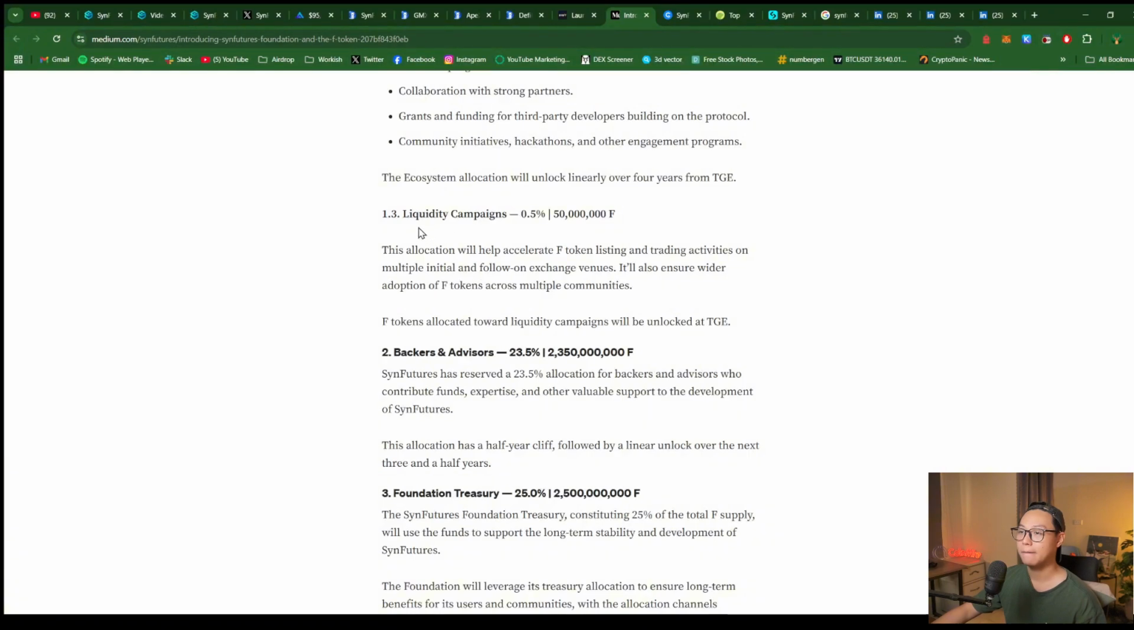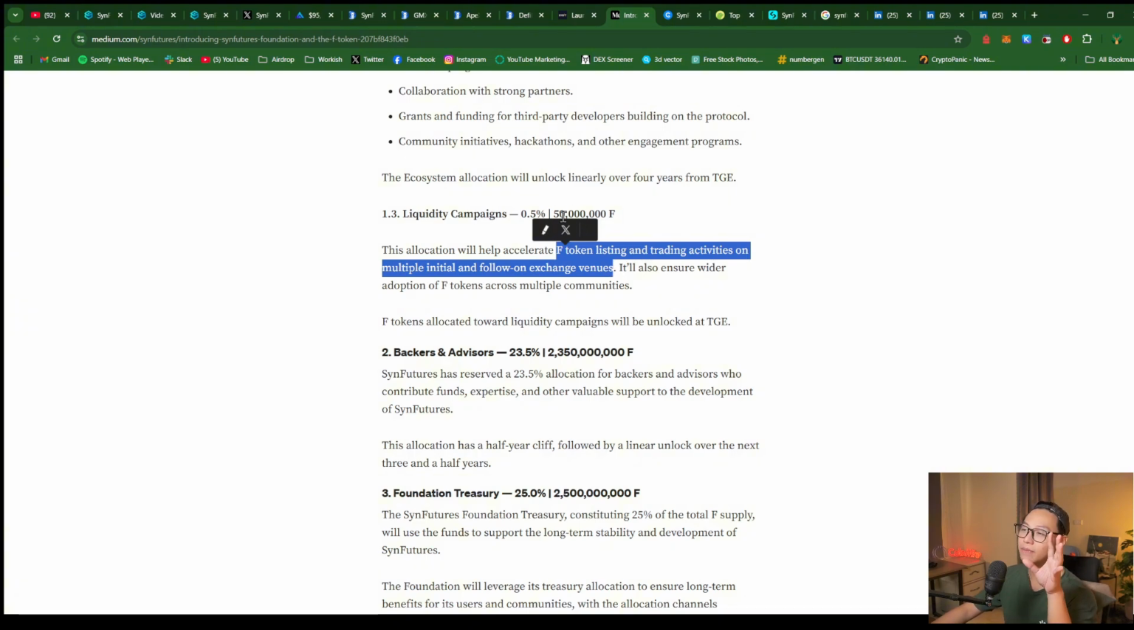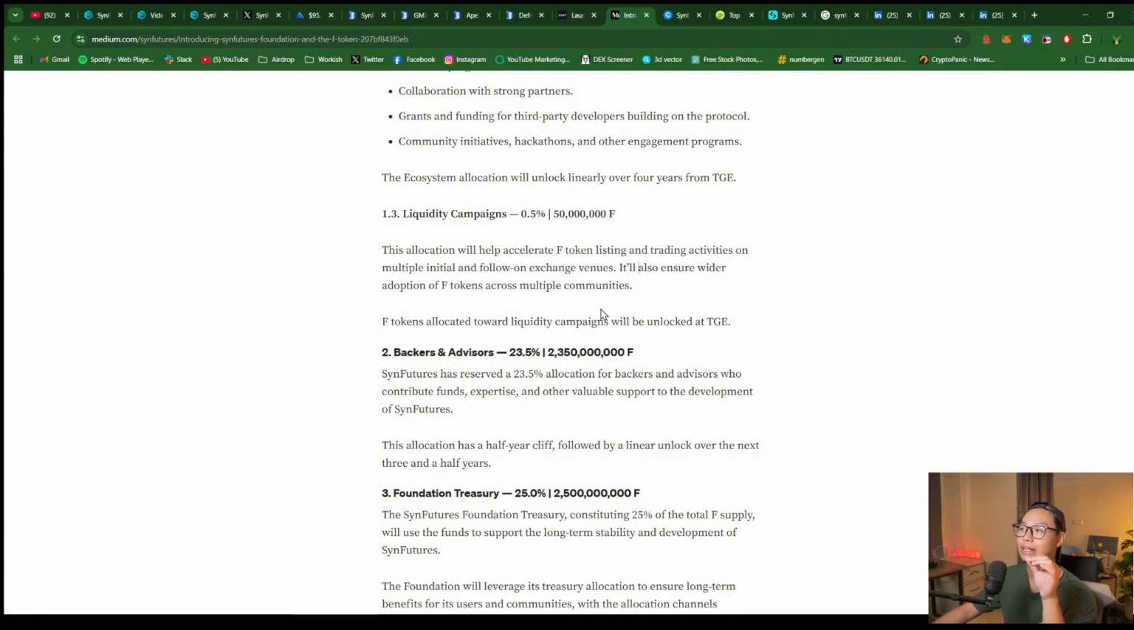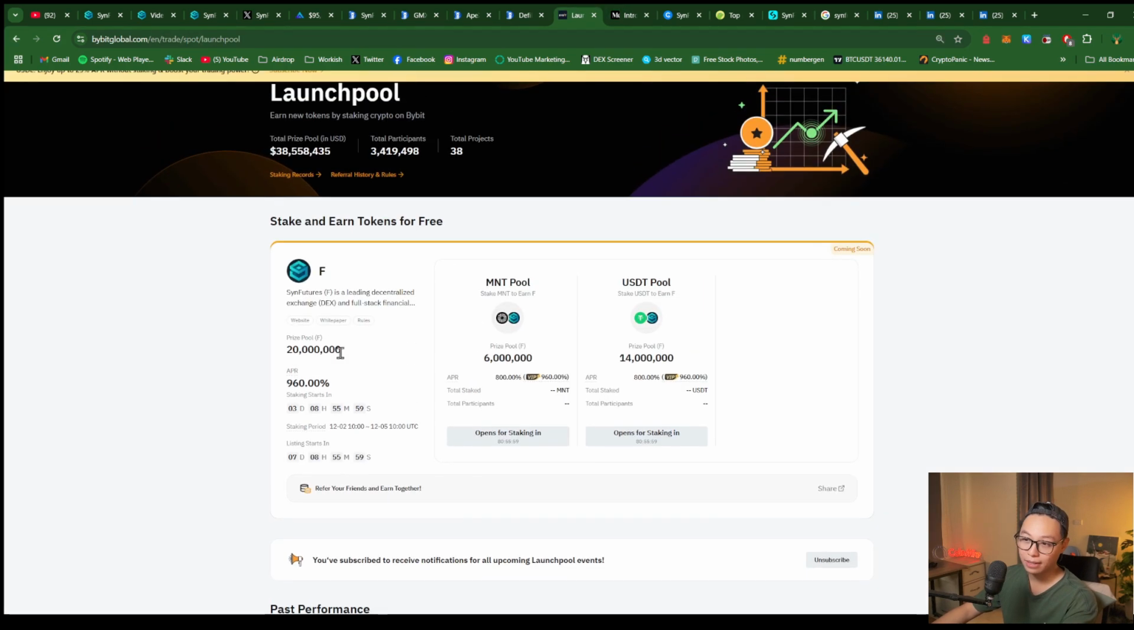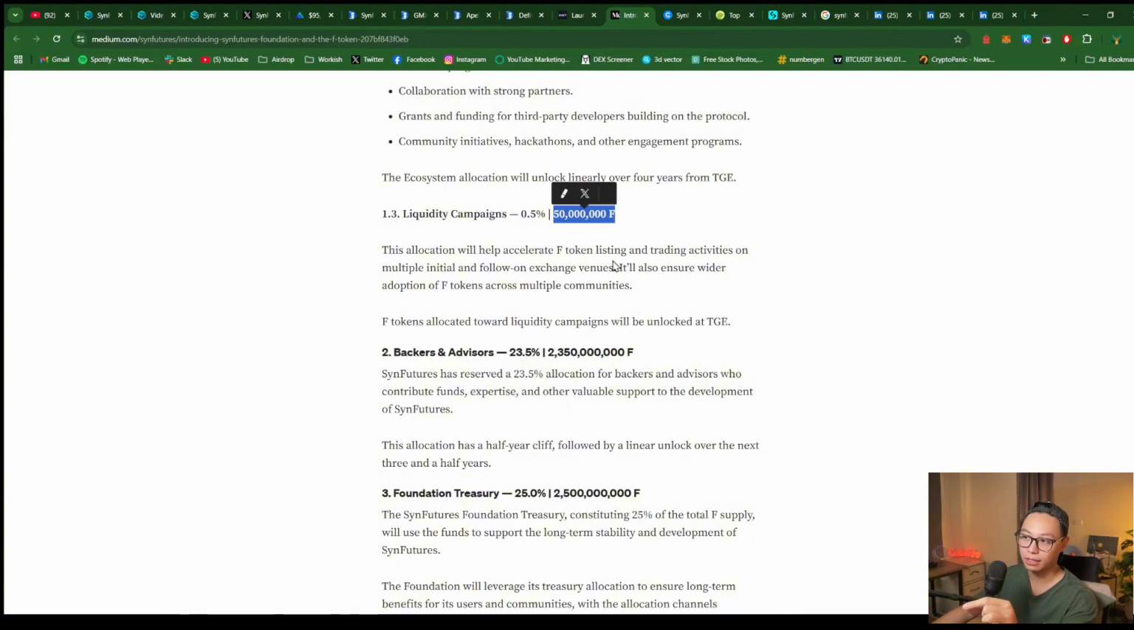Okay. And then the liquidity campaigns, 0.5%, which helps accelerate F token listing and trading activities on multiple initial and follow-on exchange venues. So basically, 50 million tokens are spent for listing on exchanges. On ByBit, they already take 20 million, and I think this 20 million is within the 50 million. Basically, it is for exchange listing, right? Which is for the community, for the launch pool. But what about the remaining 30 million tokens? What are you going to spend it on? Which exchange? You know what I mean?